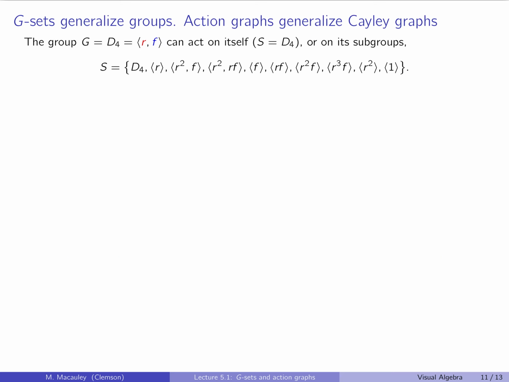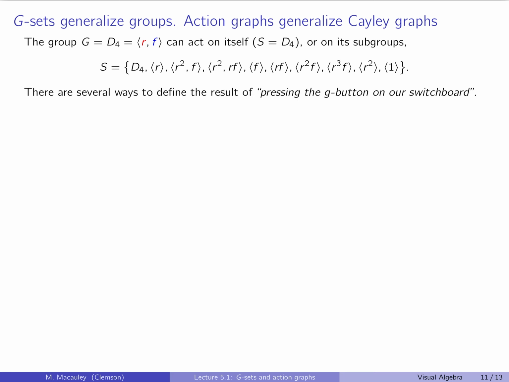Though the example of D4 acting on our set of binary squares is my favorite running example of a group action, it's important to see other actions by D4 as well, ones that are actually more mathematically relevant. So D4 can act on itself, that is, the set can also be D4, or the set can be the set of subgroups of D4. And there are several ways to define the result of pressing the G button on our switchboard if we want to use one of these sets.